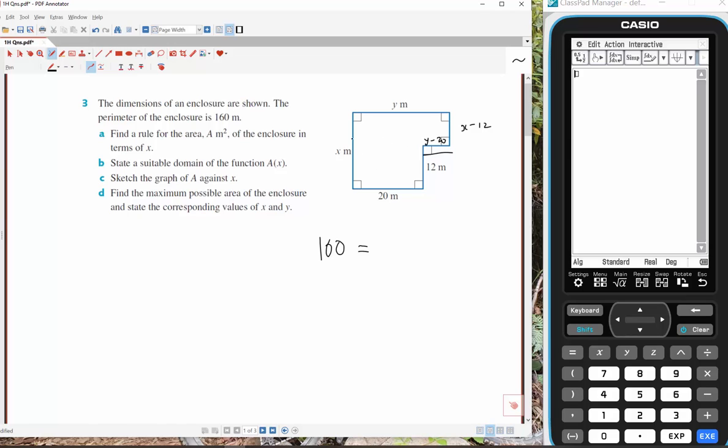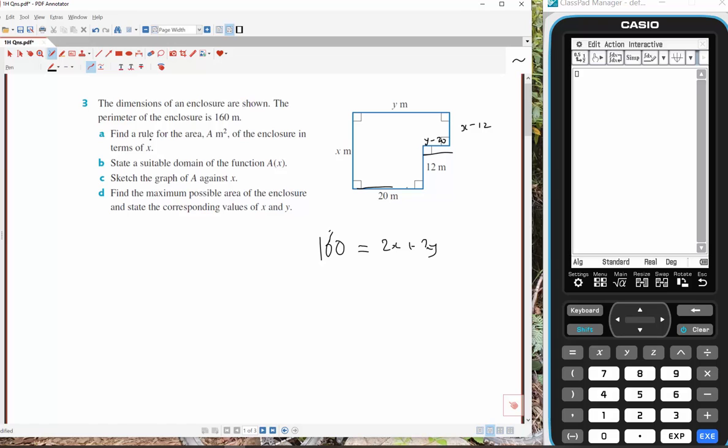Now, if I'm working out the perimeter, I can add all of these little pieces together, or I can note that this distance here and this distance here is just another y, this distance here and this distance here is just another x. So it's going to be 2 lots of x plus 2 lots of y.